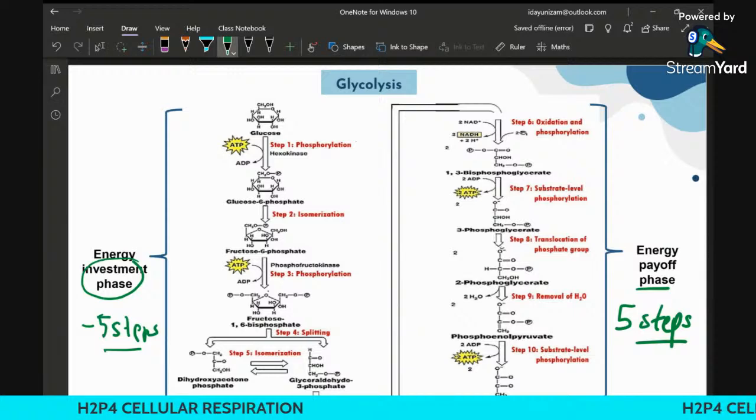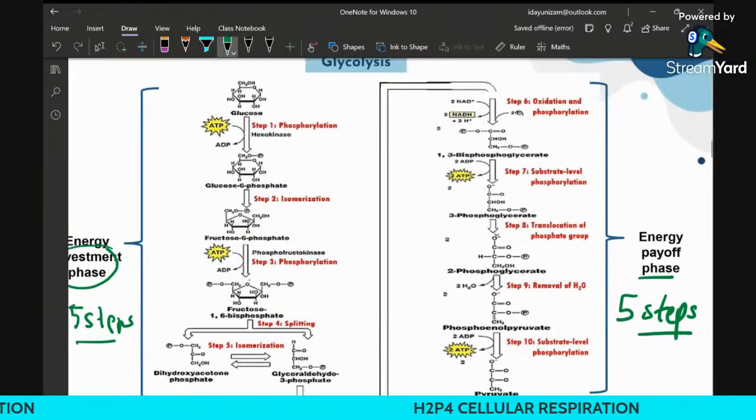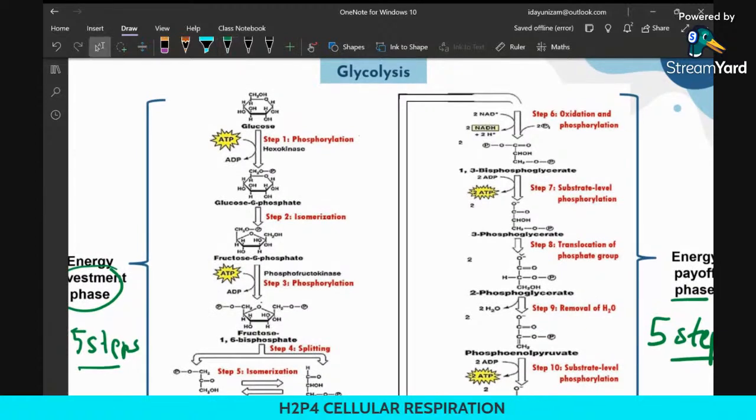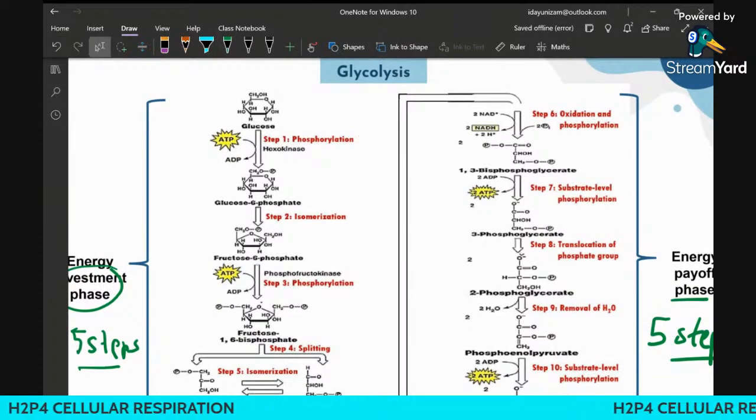Step 1, phosphorylation. Step 2, isomerization. Step 3, same name as step 1, phosphorylation.